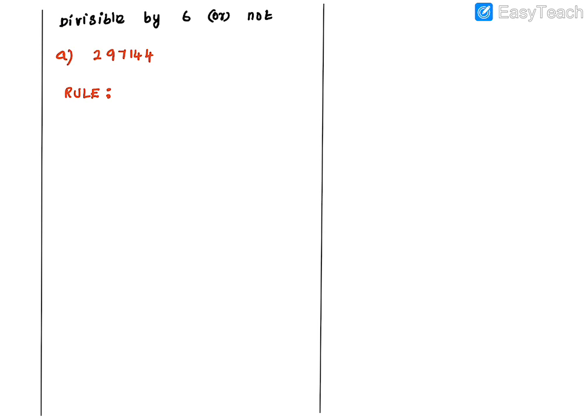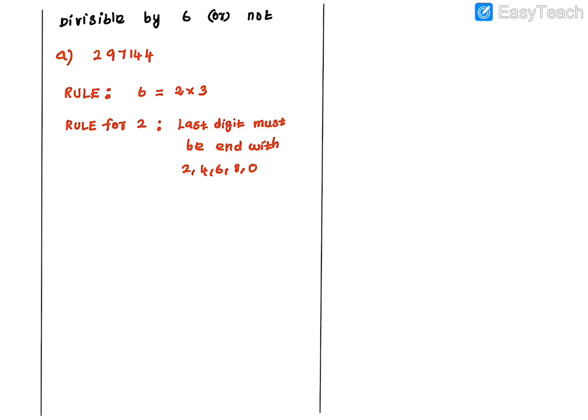So what is the rule for divisibility by 6? There is no separate rule. We can write 6 as 2 into 3. Am I right? So we know the divisibility rules for 2 and 3. The rule for 2: the last digit must end with 2, 4, 6, 8 or 0. Any one of these digits it should end with.